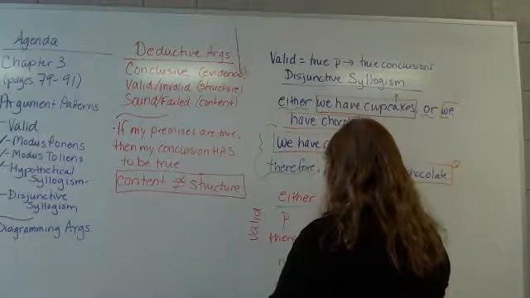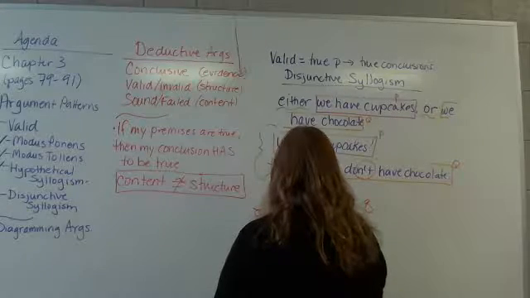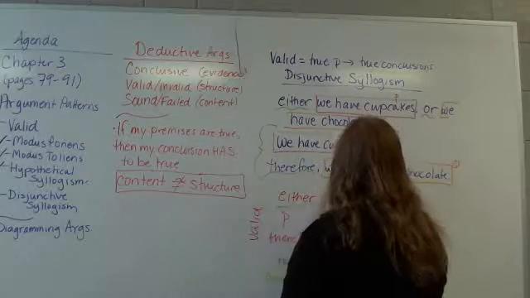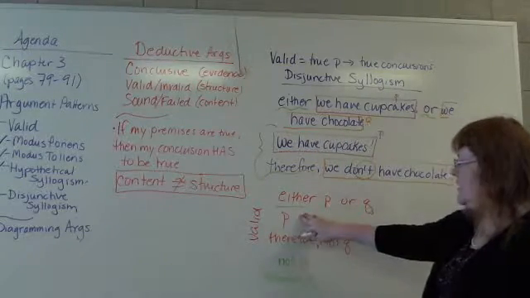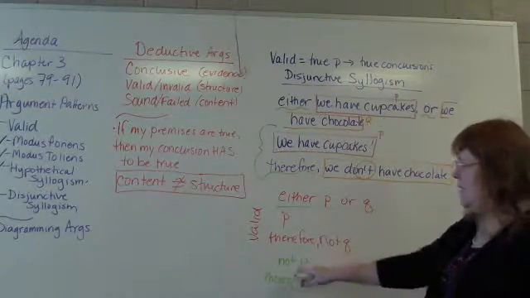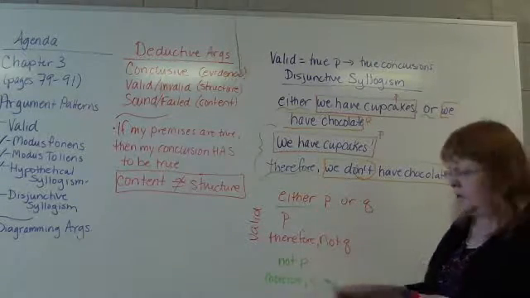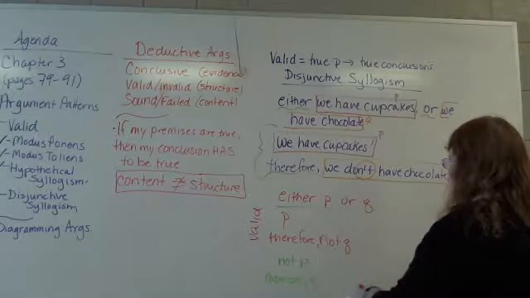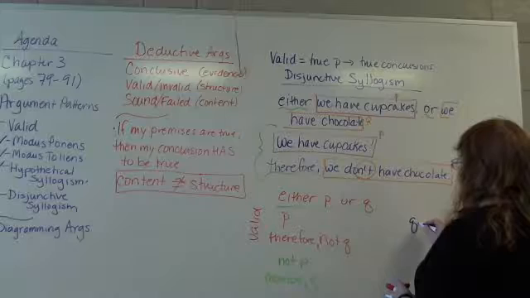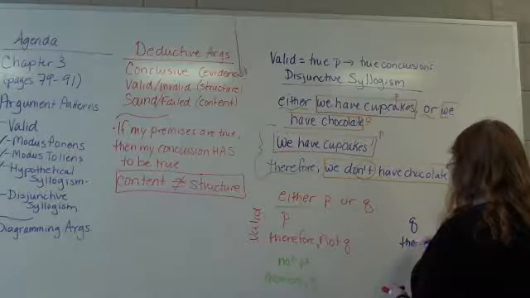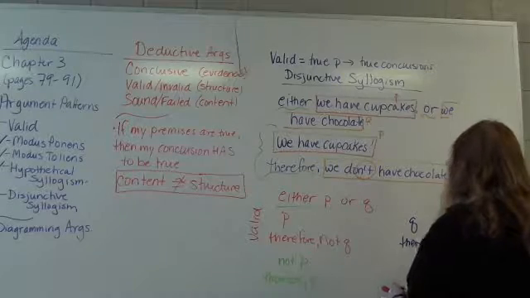Okay? Therefore, I do have chocolate. Yay for chocolate. Okay, so I can have P, but I can't have Q. Here I don't have P, so I get Q. Make sense? Not too horrible, right? Okay, another set. I can have chocolate. Yay! Therefore, not cupcakes, not P.